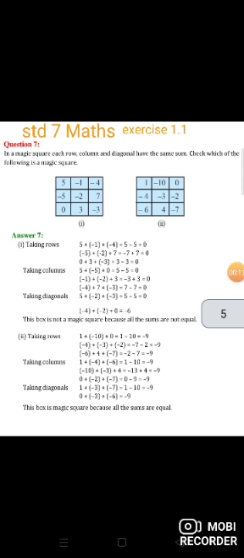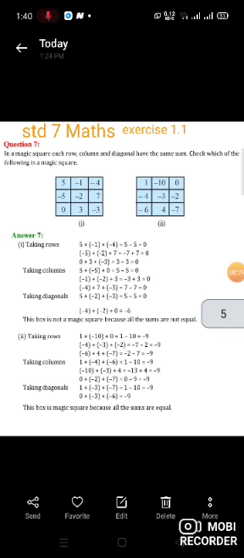Standard 7 Mathematics, Exercise 1.1, Lesson number 1, Integers. Question 7. In a magic square, each row, column and diagonal have the same sum. Check which of the following is a magic square. So dear friends, here there are two squares given, 1 and 2. First of all, we will solve square 1.